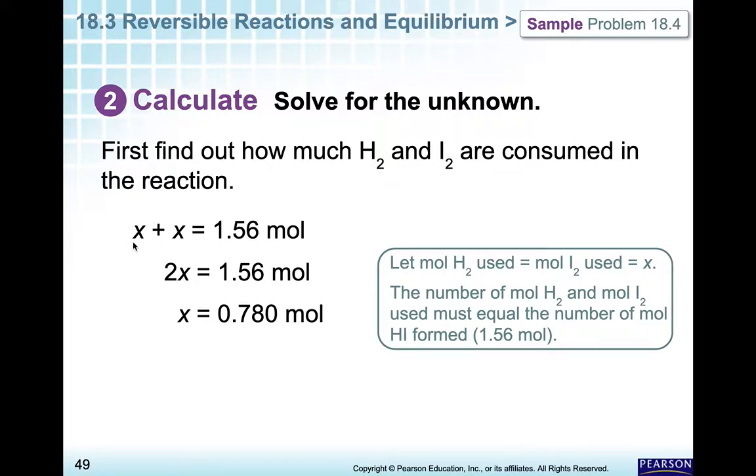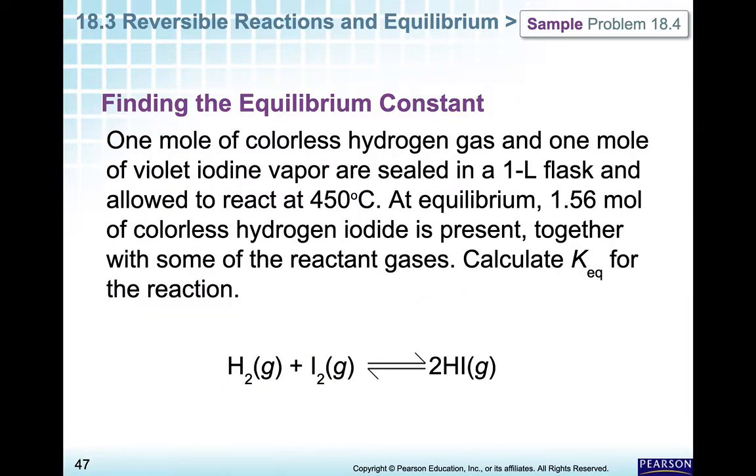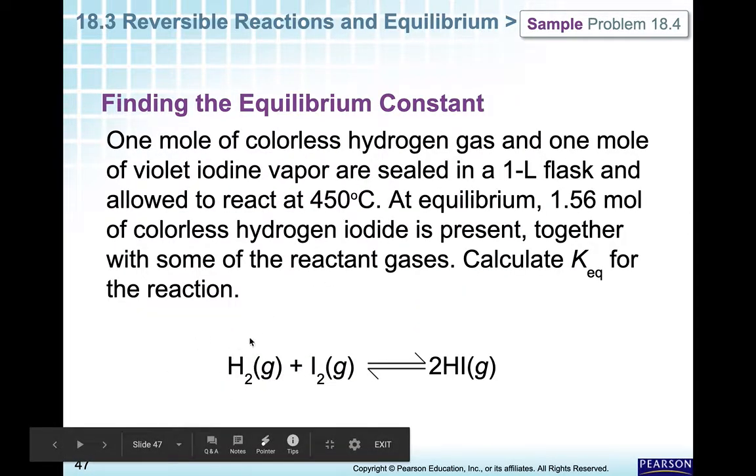So we don't know that value. We're just writing it as a variable here. Let's make it be X. If we consume X amount of hydrogen gas and X amount of iodine, we know we're creating 1.56 moles of product. Now, the reason these are both X is because, remember, looking at this equation, if we consume some amount of this, we have to consume the same amount of this, right?